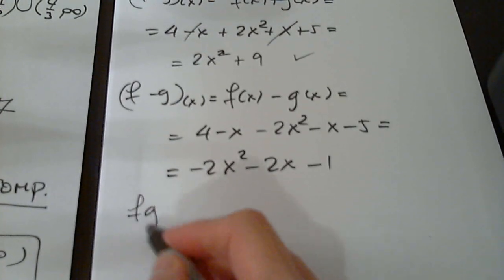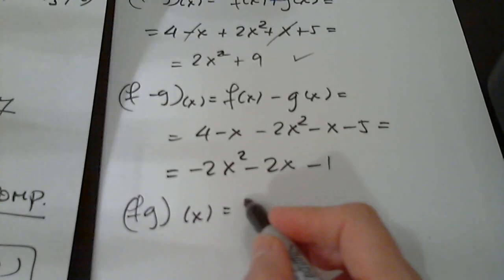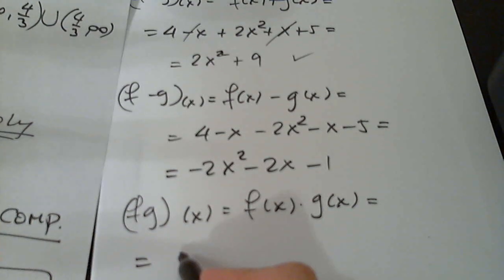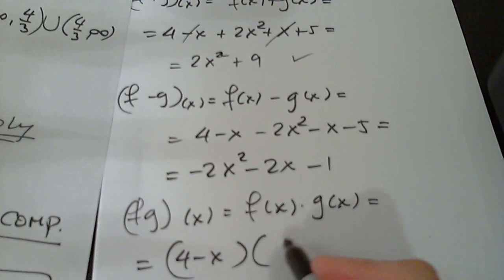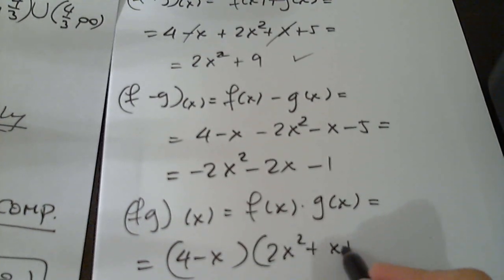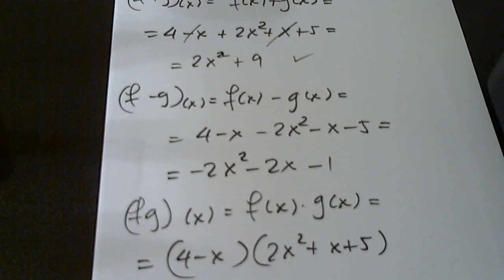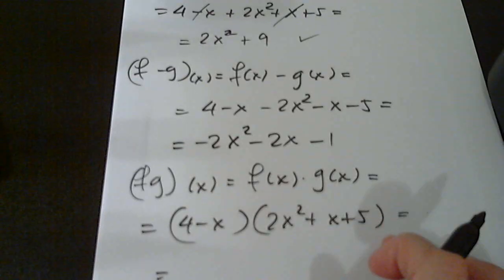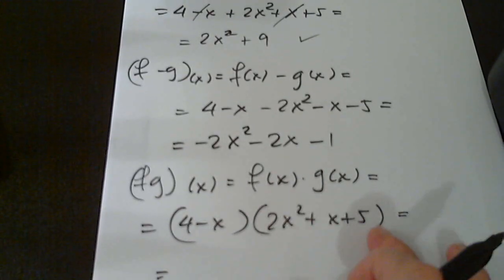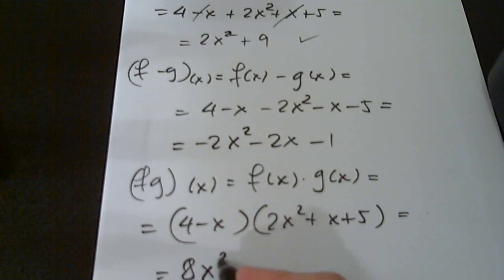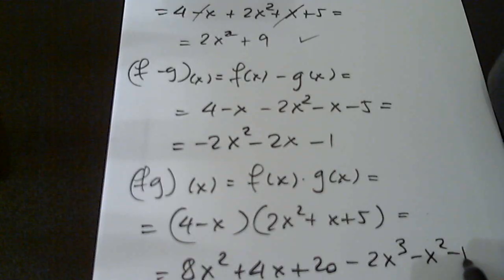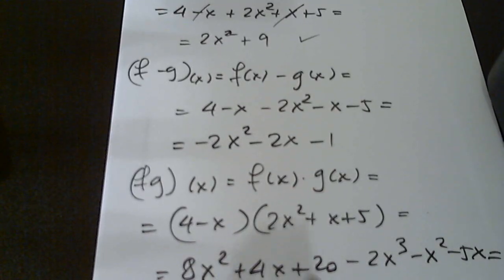Okay, the next one is the product. I write the formula first. I write them side by side: 4 minus x times 2x squared plus x plus 5. And now I multiply. 4 distributed to these 3 terms. Negative x distributed to these 3 terms. 8x squared plus 4x plus 20 minus 2x cubed minus x squared minus 5x.